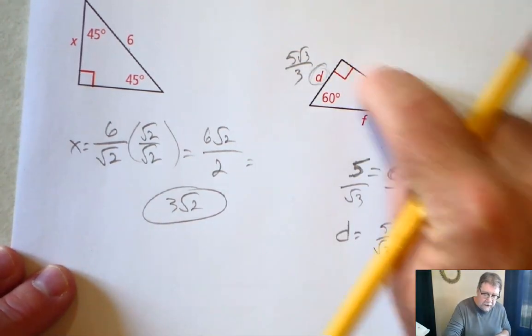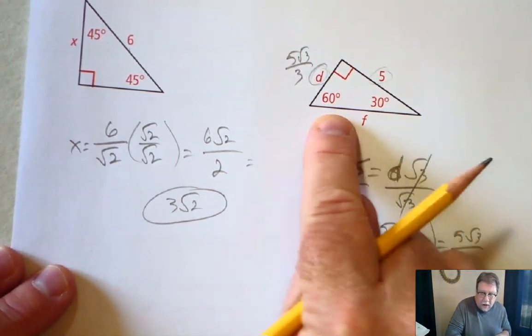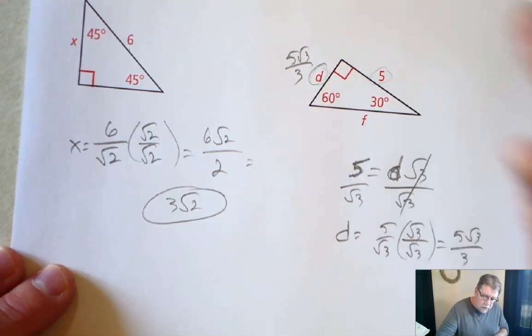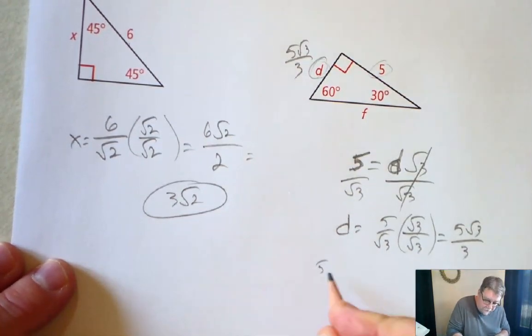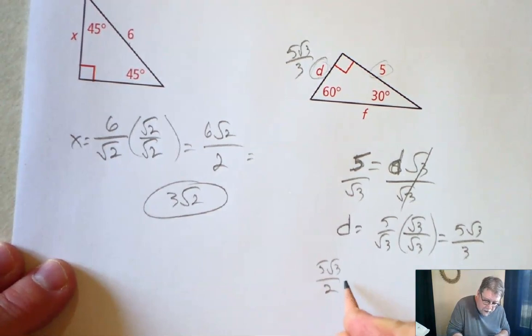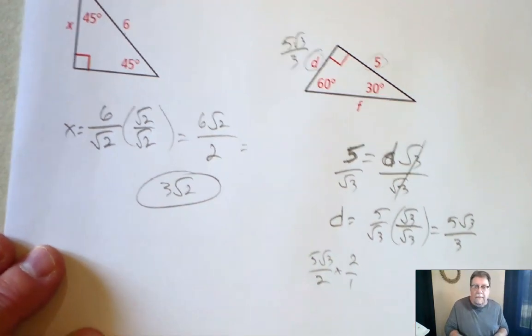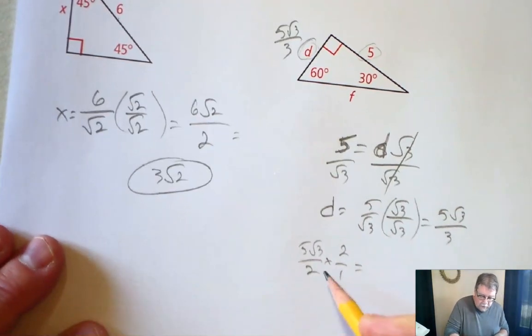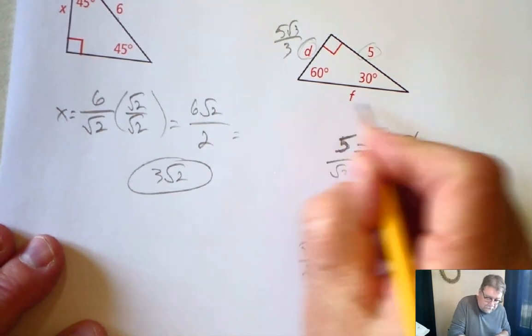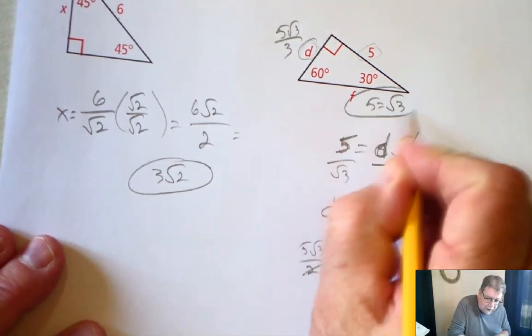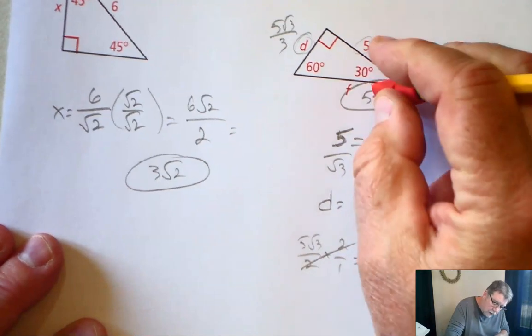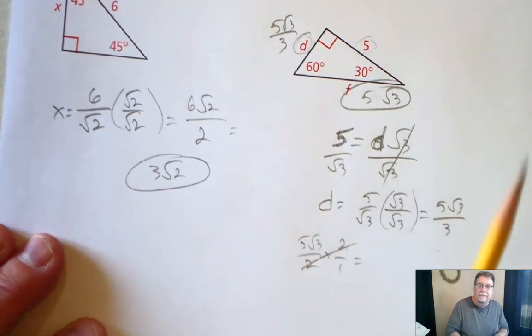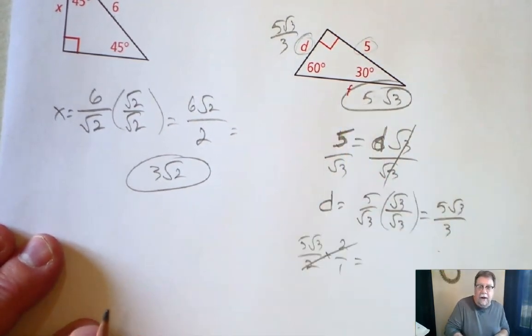This length, of course, is 5. This length is twice as long as this one. So we're going to basically take 5 radical 3 over 3 times 2 over 1. The 2's actually cancel. That leaves me with 5 radical 3. Oops, didn't write that correctly, did I? Leaves me as 5 times radical 3 as the value for F.